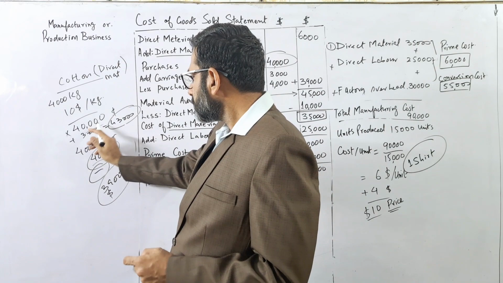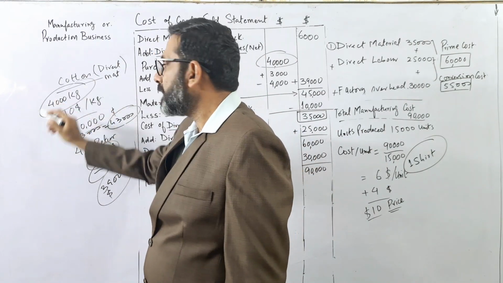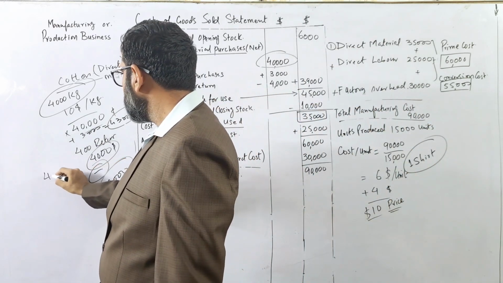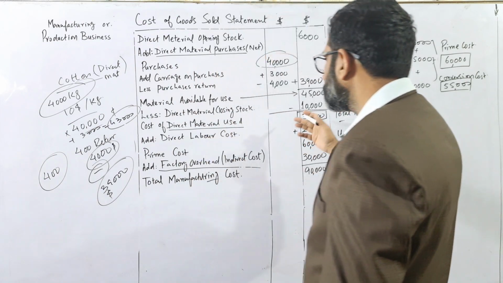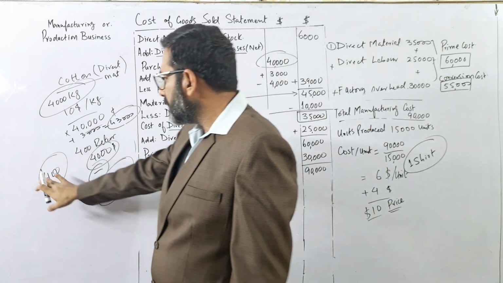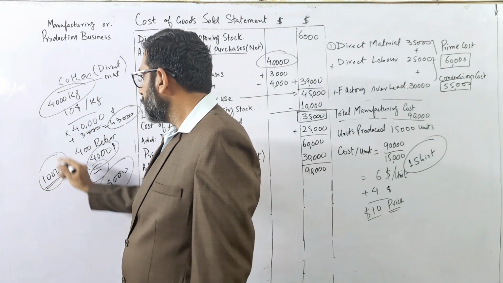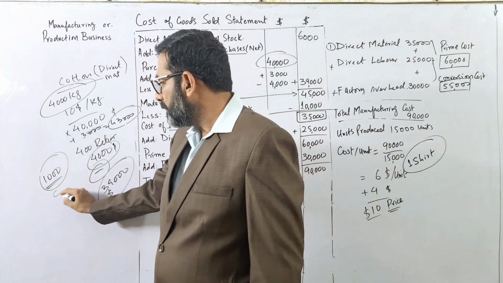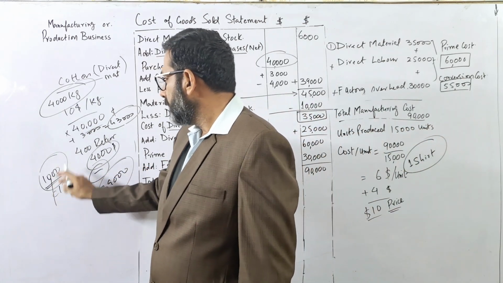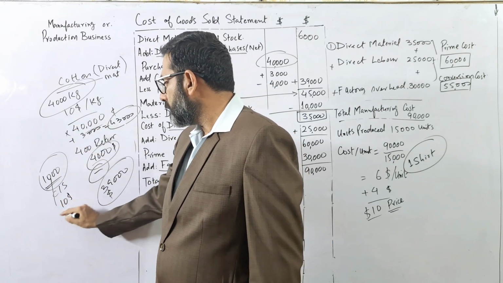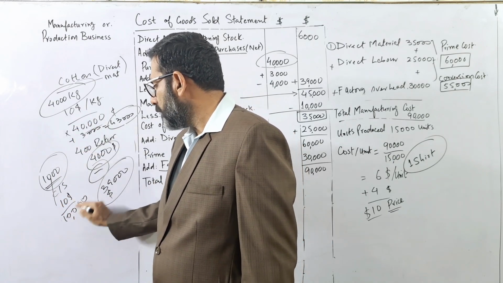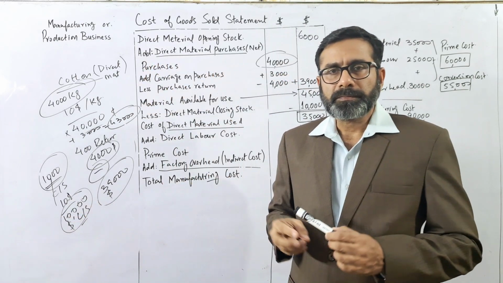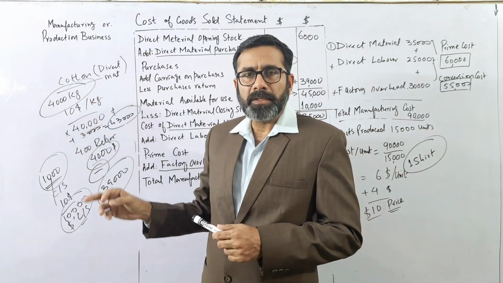So let's say, out of 4,000 kilograms they have purchased, we assume 1,000 kilogram is still available with them as a closing stock. For 1 kilogram it was $10, so the value of the closing stock is how much? That is $10,000 is the value of closing stock. It means they have purchased 4,000 kgs.